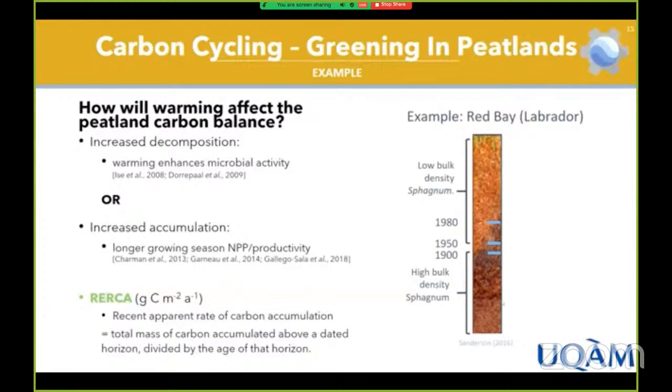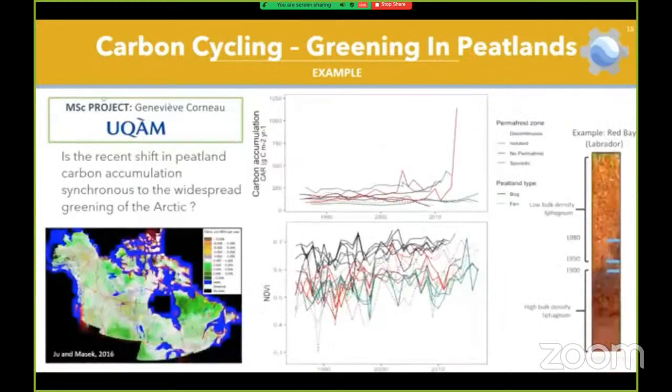So you can see we have high bulk density peat here and obviously looser peat up the top where it's younger. And we can measure the rate of carbon accumulation in these peat cores. A master's student from University of Quebec, Montreal, Geneviève Corneau, is doing this. We worked on this in Environment Canada together.